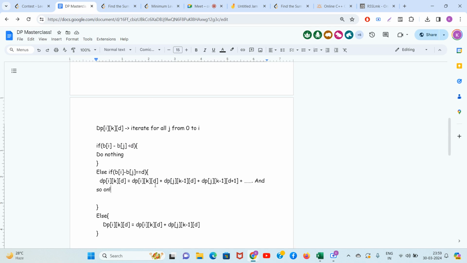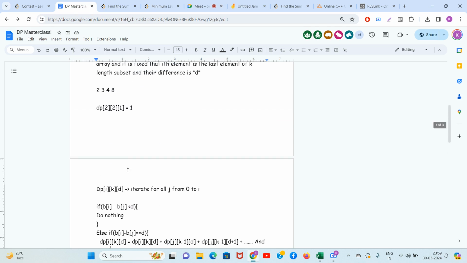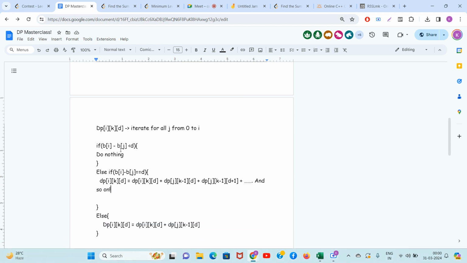So guys, this is the solution to the problem. First of all, you will have to write many base cases here. It's really difficult. After that, you are running the loops i, k and d. Your j will go from 0 to i.